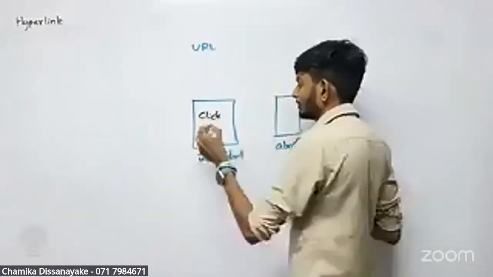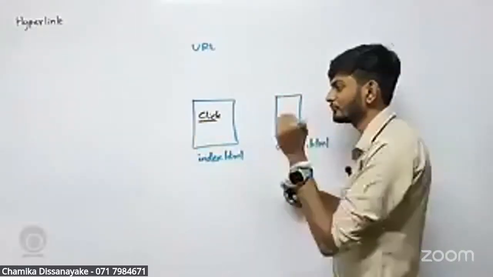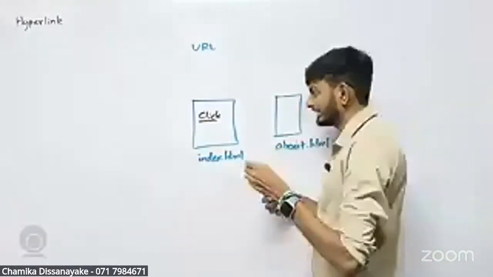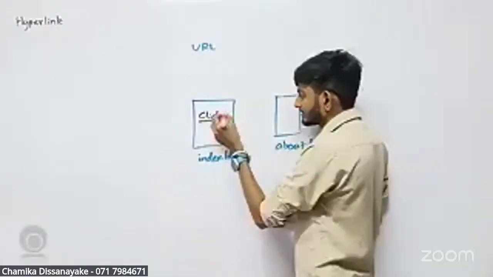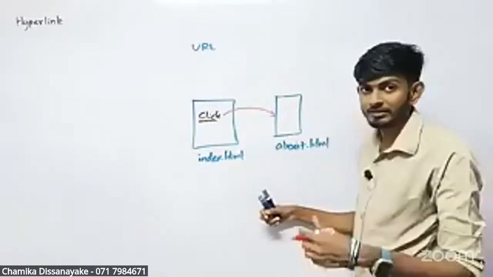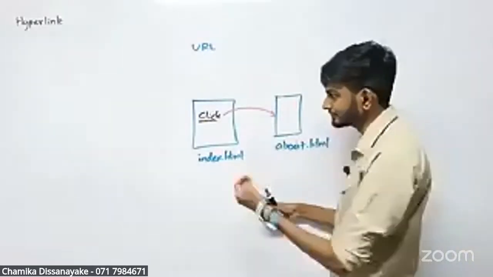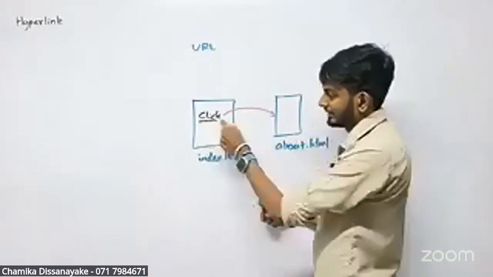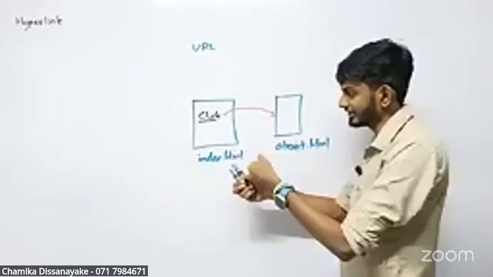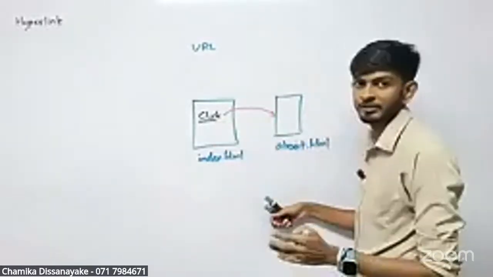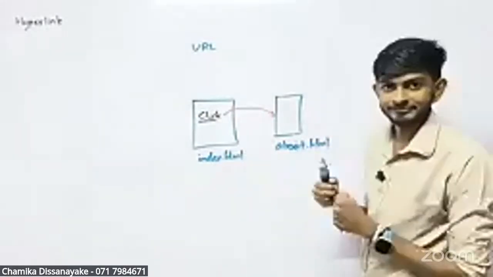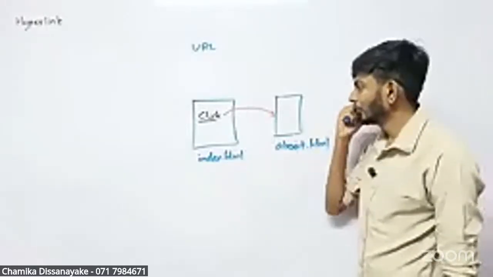So when I click this word, the click word will be attached with this web page. What's happening? When I click this one, it is attached to this web page. It will drag, like dragging this web page to here. So then the web browser will show the web page. So what is the tag?